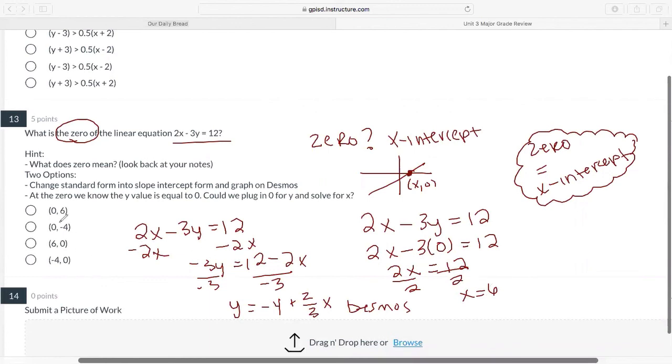Look at the answer choices. There's two things that say 6. But which one of these points would be on the x-axis? I think I heard the answer, but I don't know if it wasn't projected loud enough for me to hear. Third one? Yeah, the third one. This would be on the x-axis, 6, 0. So that would be my answer. So you had two options here. I showed you both options.